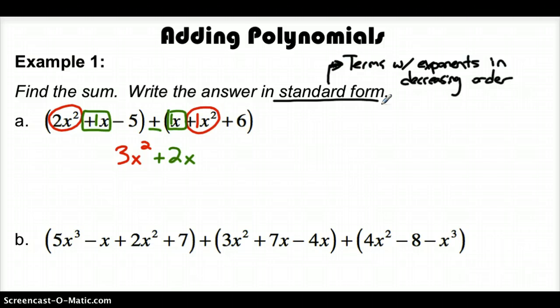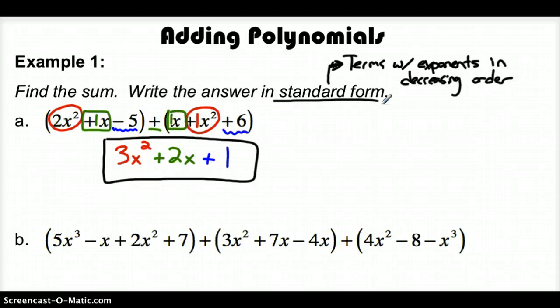Now I've done my degrees of 1, so I'm going to do my degrees of 0, or my constant terms. I have a negative 5 here and a positive 6. Negative 5 plus 6 is a positive 1. Now I have found my sum, and my answer is in standard form. So remember, we started with the higher degrees and worked our way down to the constant terms.